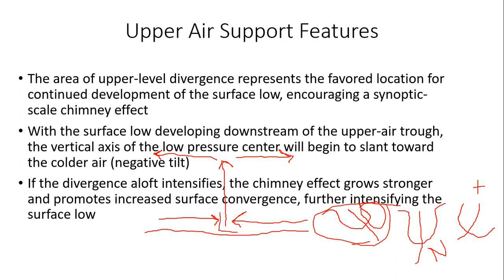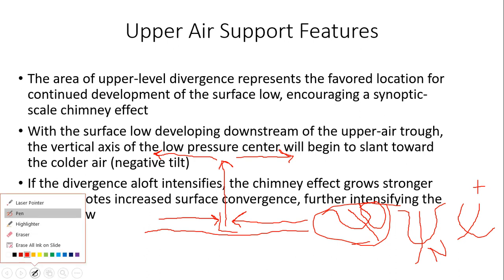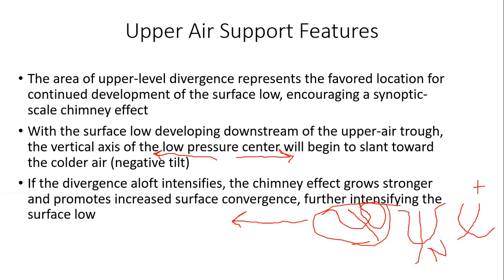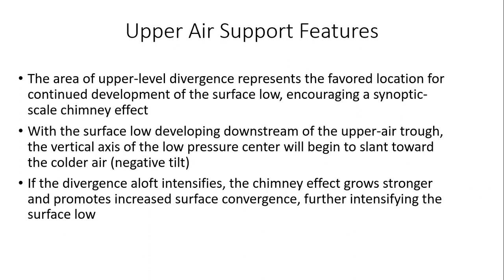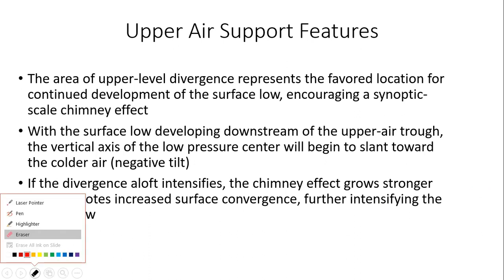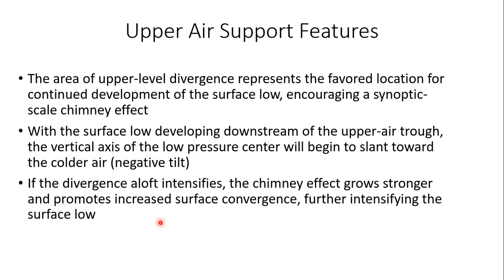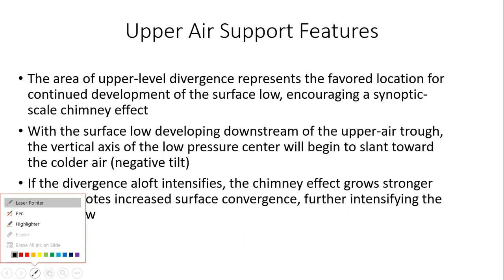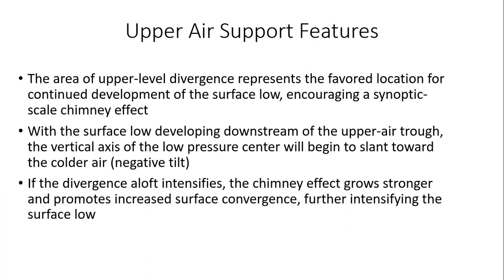If the divergence aloft, and let me go ahead and remove this. Let me erase this stuff here. So just wanted to show you a couple of things here drawn out to enhance the training. All right, so let me go back to this. Okay, so if the divergence aloft intensifies, the chimney effect is going to grow stronger, and it's going to promote increased low-level or surface converging of air, and that's further going to intensify that surface low pressure. So what we're getting at again here, here's the surface again, okay? You have low-level convergence.